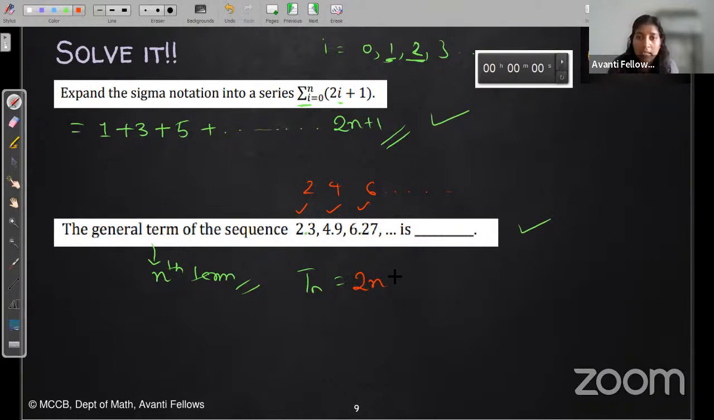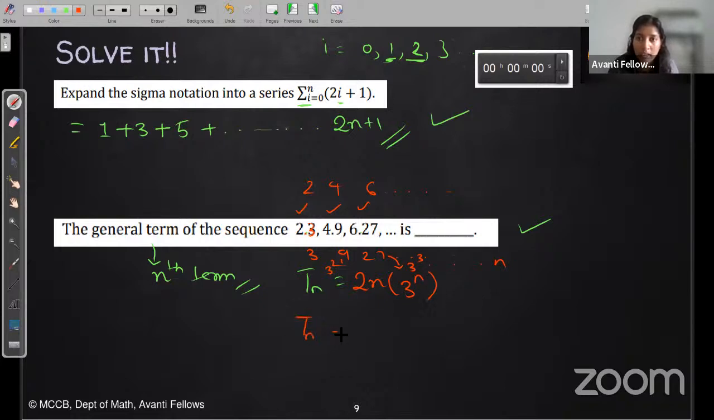So 2 into n. Now, it's a product of two terms, 2n and here 3, 9, 27. Now, how are these 3, 9, 27 varying? Tell me. Observe here. First term is 3. Second term is 9. How can we write 9? We can write 9 as 3 square, right? Third term is 27. I can write 27 as 3 cube, correct? If I continue this till the nth term, what will I get? I will get 3 raised to n, correct?